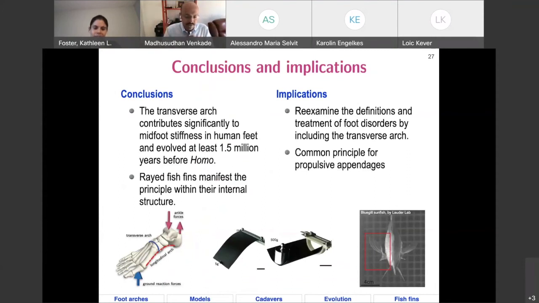So let me end by saying that what we found in feet works in fins despite differences in the internal structure, or possibly works in fins, but could work in slightly unusual ways where even a flat fin can behave like a curved fin. I think its implications are to really think about what we mean by flat or curved in these appendages, and the possibility of a common principle for these propulsive appendages, although their internal structure looks very different. And it's the principle which may be the thing that allowed the early evolutionary ancestor to move on land.